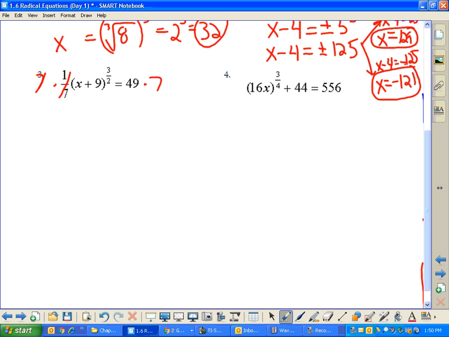Notice I am just going backwards through the order of operations. This time around I'm peeling off any multiplication or division that I see. I saw multiplication by a factor of 1/7. So I just multiply both sides by the reciprocal of that. I now bring down what I have left over. So I have x plus 9 raised to the 3/2 power equals 49 times 7, which is 343.